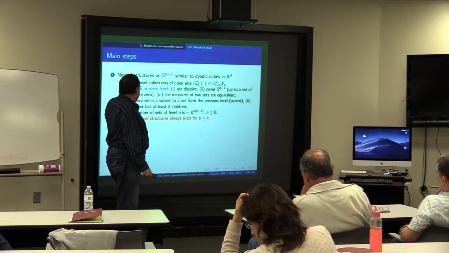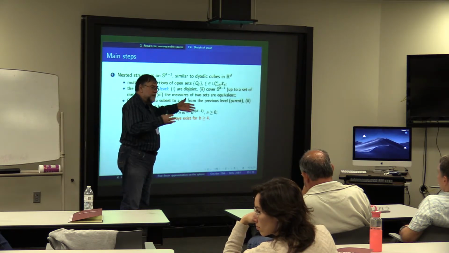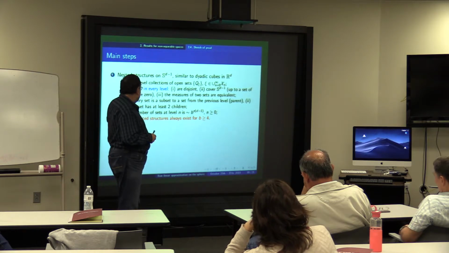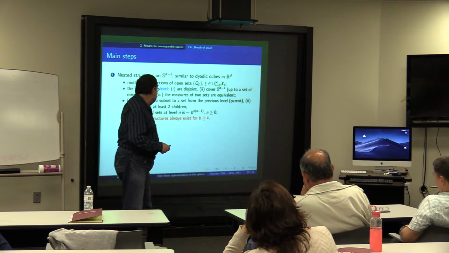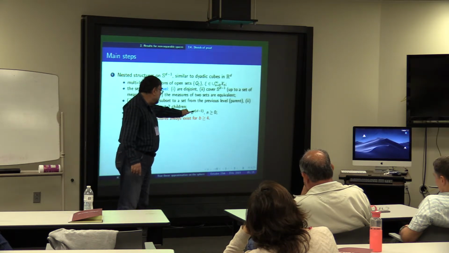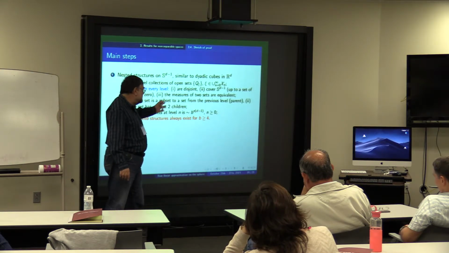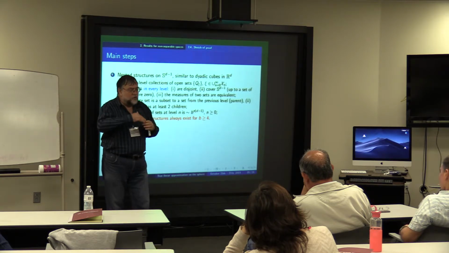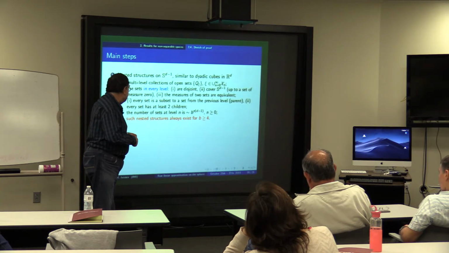And every set is a subset of a set from the previous level, the parent set. Also, every set has at least two children. Now, this is an explanation. How many sets, roughly speaking, do we have on a given level n? This is b to the power n times d minus 1. This is easy. And now, why do I need this number b in the beginning? Not going in steps of 2 to the power n in the definitions, but b to the power n.